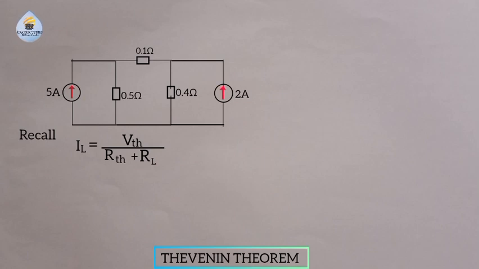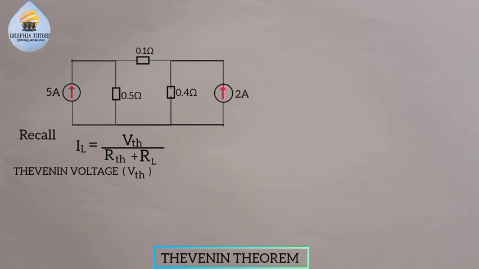The first thing to do is to calculate the Thevenin voltage. If you like, you can start from calculating the Thevenin resistance, but I love calculating the Thevenin voltage first. In calculating the Thevenin voltage, we have to remove the load that we are considering, the resistor, which is 0.1 ohm. So I'm going to remove the 0.1 ohm resistor and replace it with my VTH, which will be something like this, right?